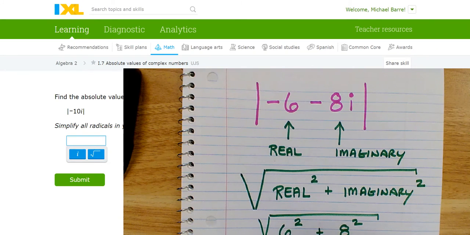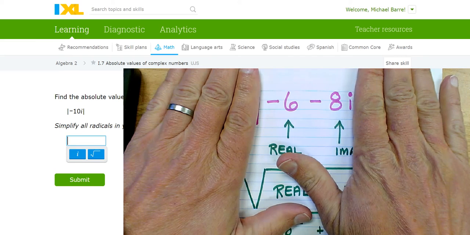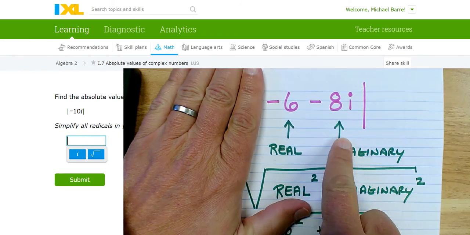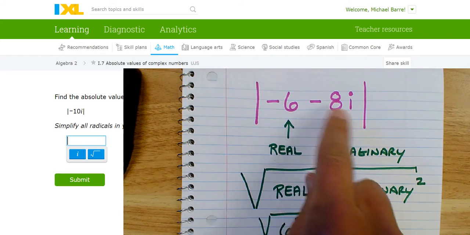In this IXL, we're going to be taking the absolute value of complex numbers. So here are the notes for it. Here's a complex number. Just ignore the absolute value for a moment. We've got a complex number here. It's got the real component and it's got the imaginary part of it. So the real part is -6 and the imaginary part is -8i.